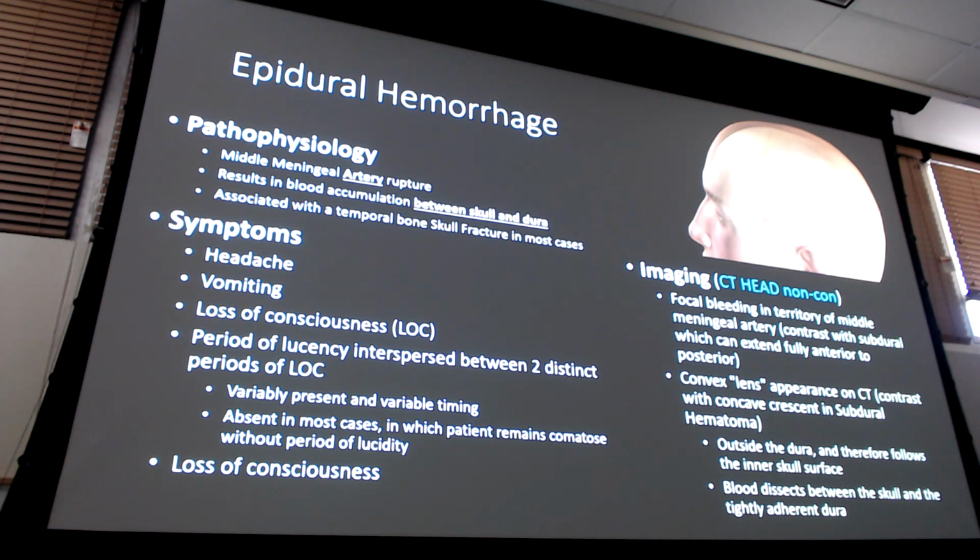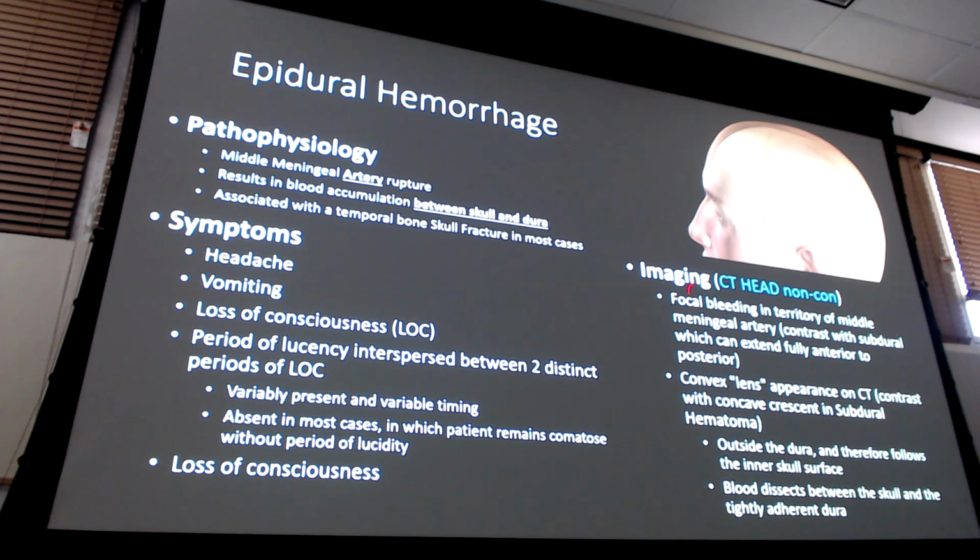Vomiting can happen with a couple of them, but this is a big one with this one. It was not on the subdural one. We did not have vomiting. We had headache and irritability. This one has the headache and the vomiting and that period of lucency between two different losses of consciousness. Also, the subdural didn't have loss of consciousness on there. The epidural does. Okay? Imaging, CT head non-con, this is the same for all these bleeds.